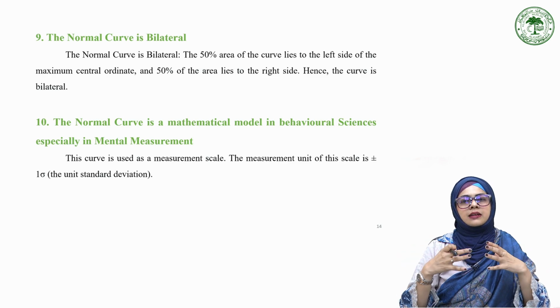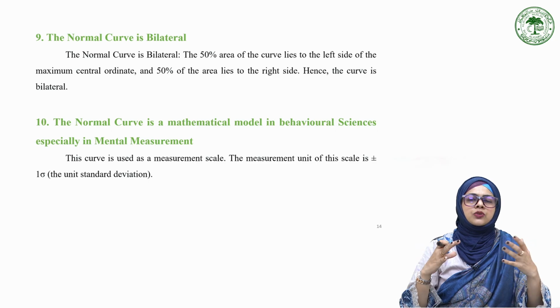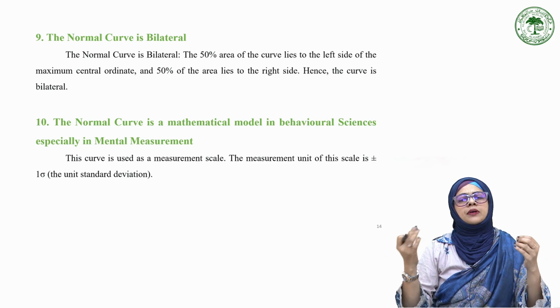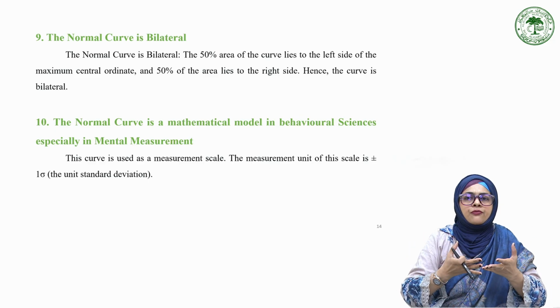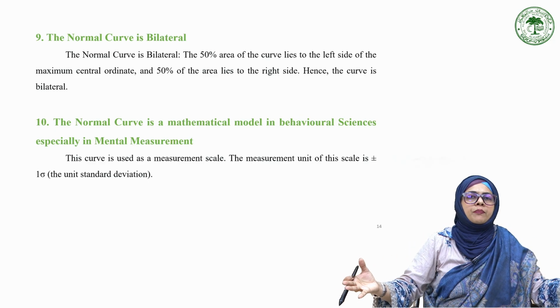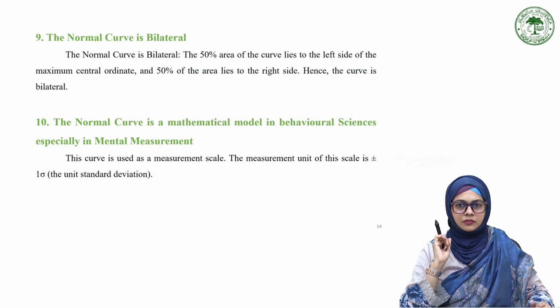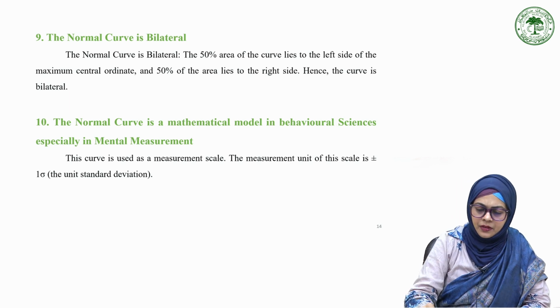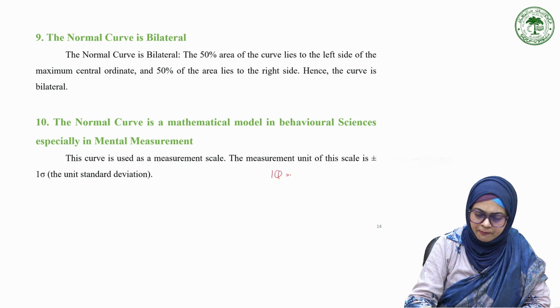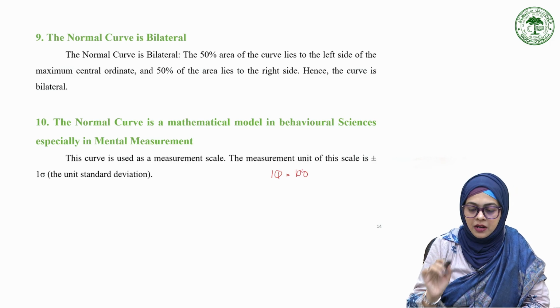So it acts as a measurement scale when scores are compared to the mean, that is the average, and measured in units of standard deviations, which tells us basically how far a score lies from the average. So, for example, if the mean IQ is 100, right? This is the mean. The mean IQ is 100.